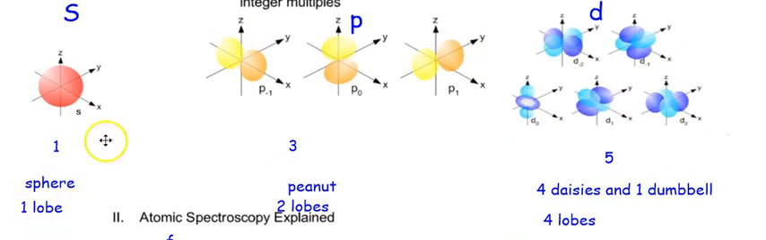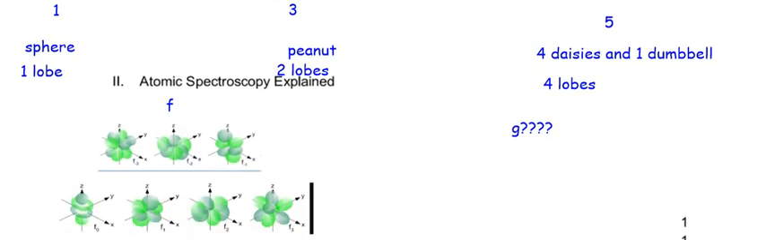Let's keep looking at this. There's just one lobe. Here I have 2 lobes. Here, these 4 right here have 4 lobes, and this is my dumbbell shape. Let's look at the f's here. Notice that there are 6 of them that have 8 lobes. And again, very, very mathematical. So let me look at g.